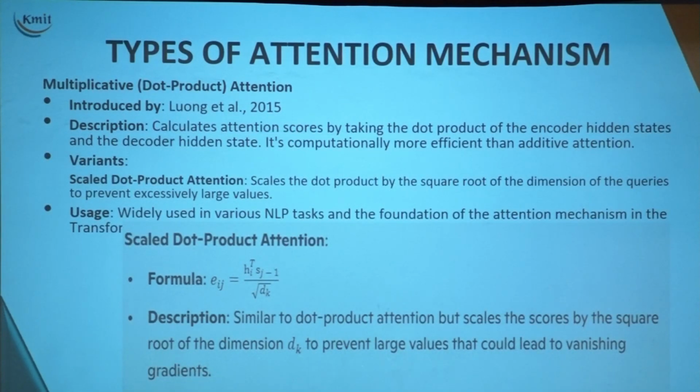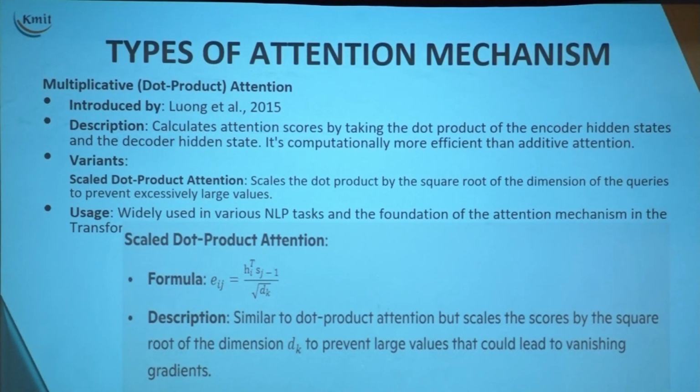Next is multiplicative, which is also called dot product attention. It was introduced by Luong in the year 2015. It calculates attention scores by taking the dot product of the encoder hidden states and decoder hidden states. The formula is given on the screen. A simple dot product formula is present.